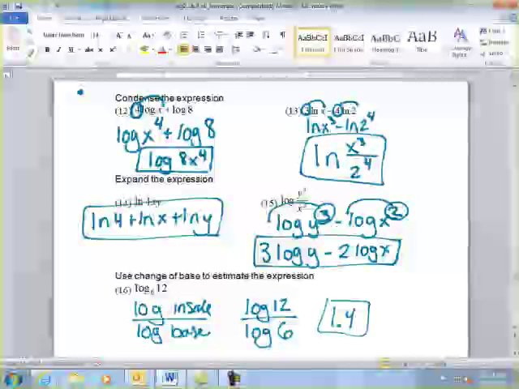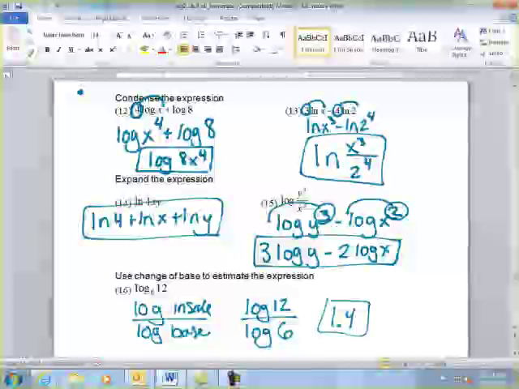Now I think it's always a good idea to check your answer. Remembering what a log means, this question is asking 6 to what power is 12? So we could check our answer on the calculator by doing 6 to the 1.4, and it should be pretty close to 12. Questions?